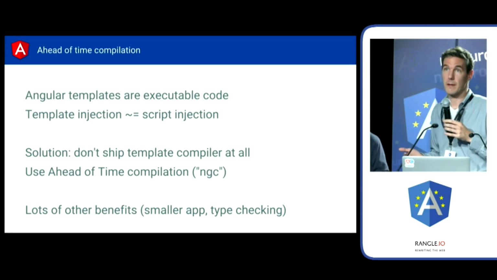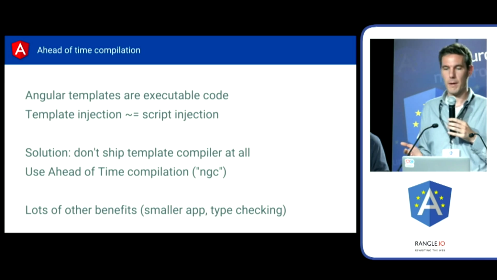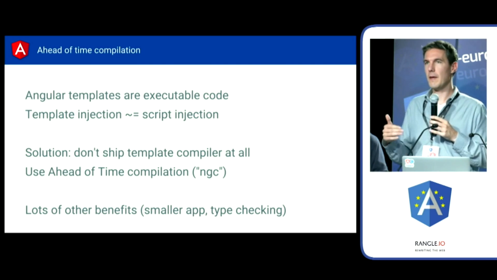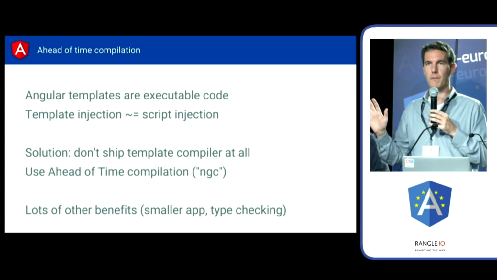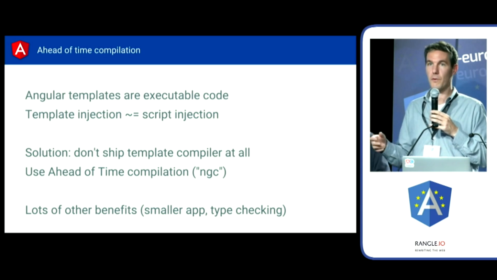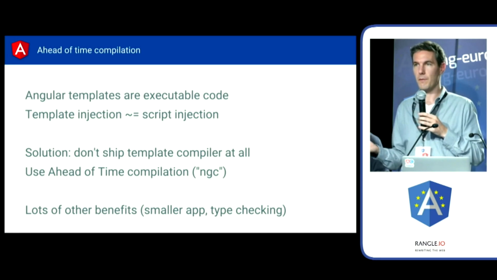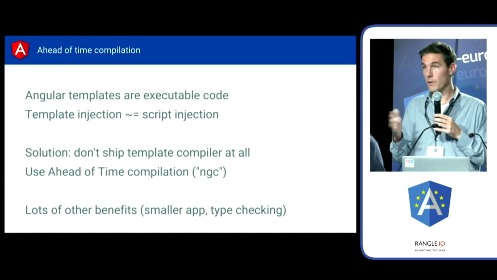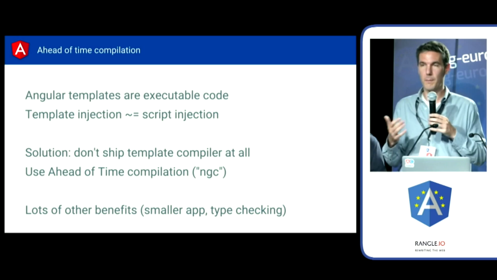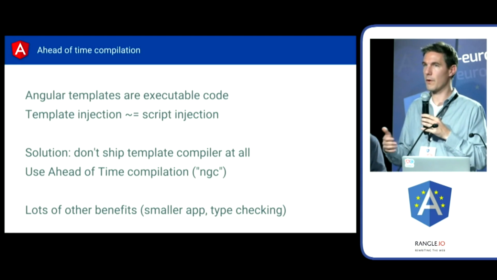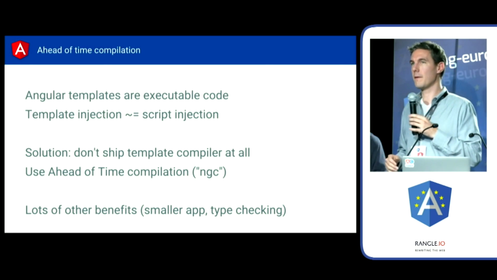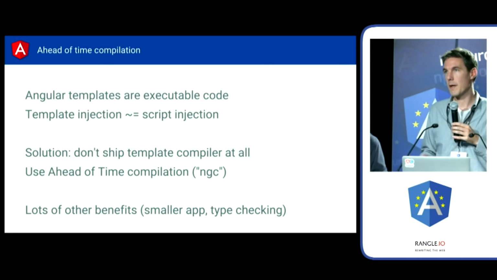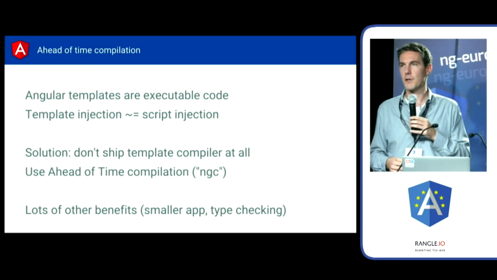And the solution to that in Angular 2 is to just not ship the template compiler at all. So in Angular 2, we can use the ahead of time compiler to compile our templates to JavaScript before we even run the application in the browser. And so the browser never sees the template compiler, it never sees any of this code. And so this has a lot of benefits, like making your application smaller and faster to start, and it also gives you static type checking on your templates. So this is good in many ways, but one of the ways it is good is that the security is much better because this Angular template injection attack cannot happen at all.